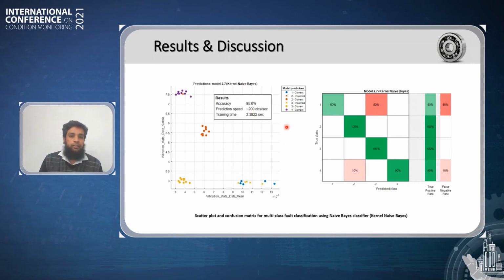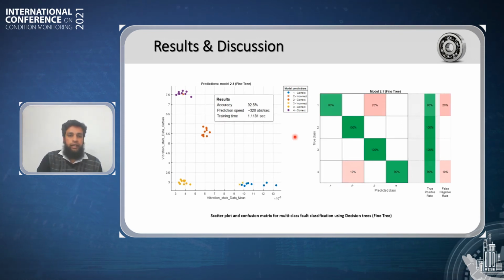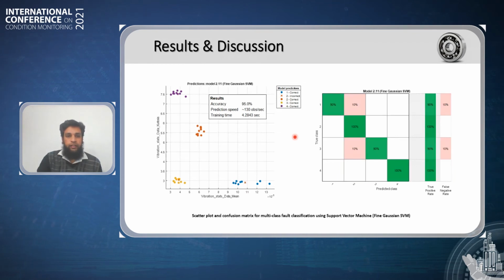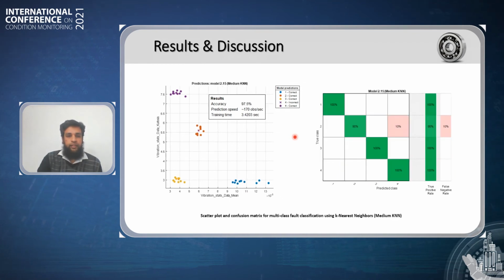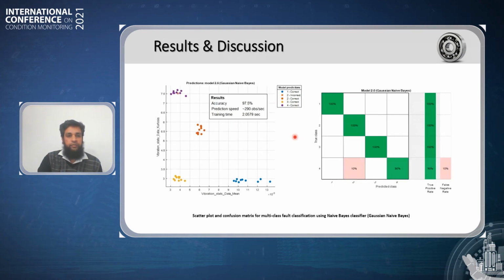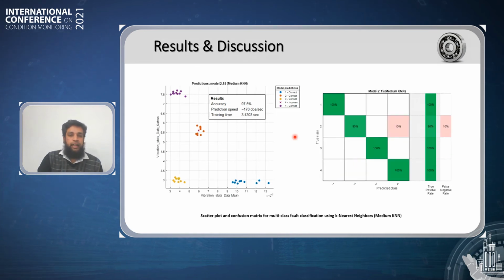The KNN, the kernel naive Bayes classifier, has an efficiency of 85%. Fine tree gives an accuracy of 92.5%. Fine Gaussian SVM 95%. Medium KNN 97.5%. Again Gaussian naive Bayes 97.1%. Notice that the efficiency given by the Gaussian naive Bayes classifier and the medium KNN classifier is the same, that is 97.5%.